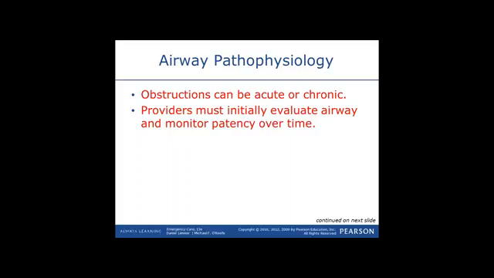period of time. Okay? The other thing to remember is you initially evaluate airway, and then you need to monitor its patency. What does patency mean? Open and clear, right? Over a period of time.